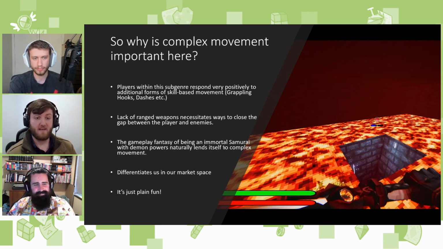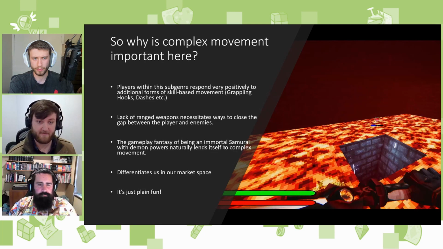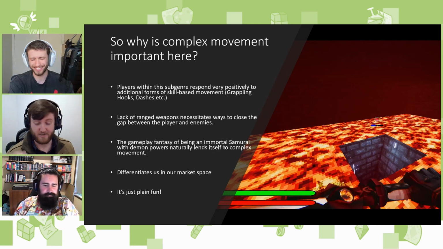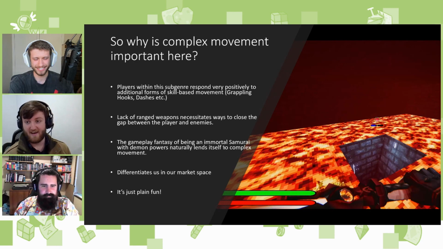The next reason is that the theme we're going with for the game matches up well with the idea of being a fast, swift avatar of death. You're an immortal samurai with demon powers, so it naturally lends itself to the idea that I should be able to have all these crazy over-the-top options for approaching things. If I had those powers, I wouldn't want to just be walking at people with my sword. I want to be doing crazy stuff. I want to be showing off.